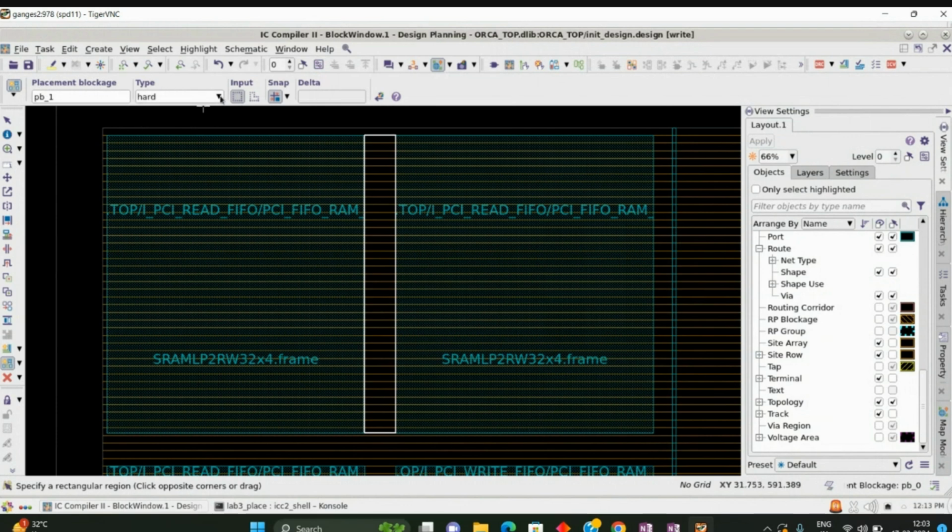You can change what type of blockage you are creating: hard, soft, or partial. Allow buffer only also comes under soft. Suppose you want to create partial. Partial means you need to give the percentage also, right? You block some area and allow some area. You can keep anything here, and you need to create it like this.